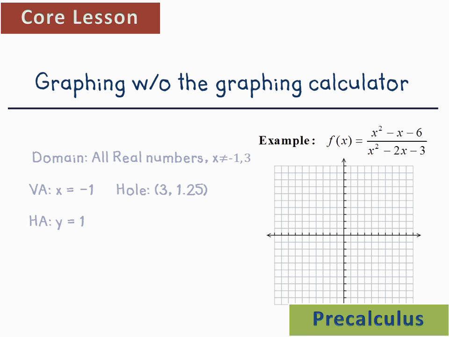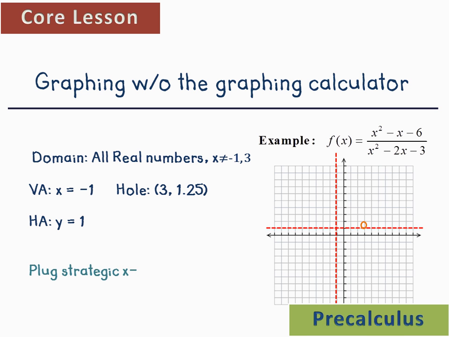So we have a graph, take all the information that we know. We plot the asymptotes first, so you plot the vertical and horizontal with dotted lines, because they really don't exist, but we're going to use them to help us draw our graph. And then we plot the hole, and that's an estimate, (3, 1.25).